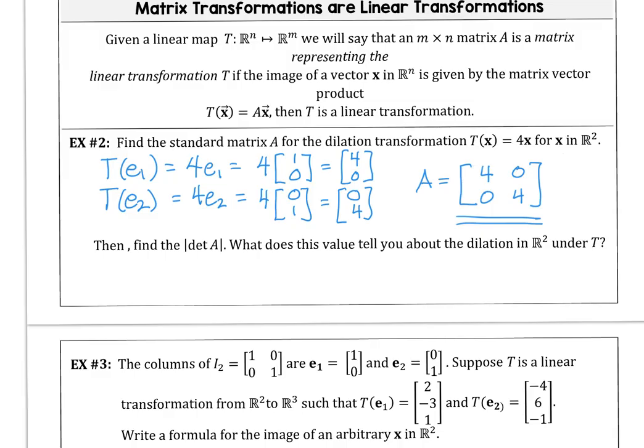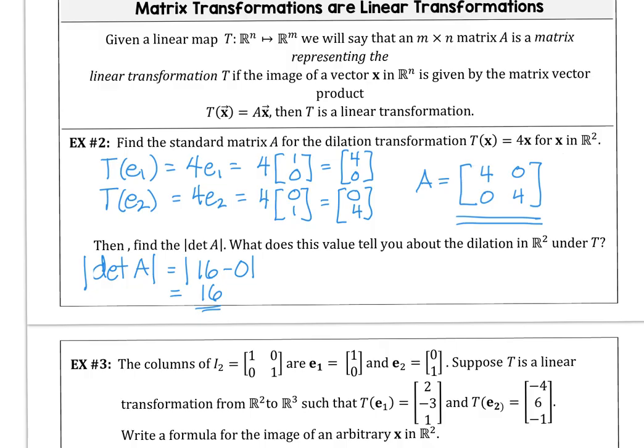Then we want to find the determinant of A. So the determinant of A is 4 times 4 minus 0 times 0. So 16 minus 0. Our determinant is 16. And I need to fix my notation here. It's not a bracket. It's a straight absolute value bar for determinant. And then tell what that value does to the dilation in 2 dimensions under that transformation.